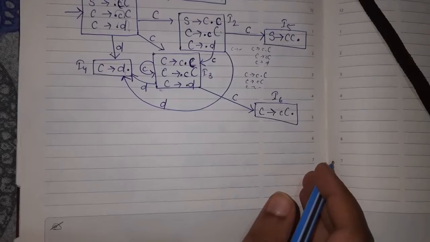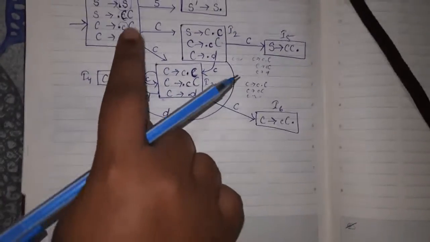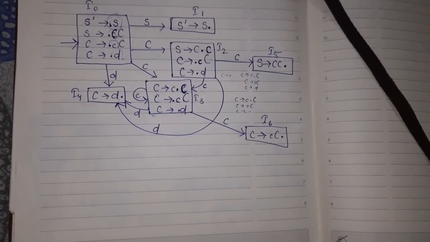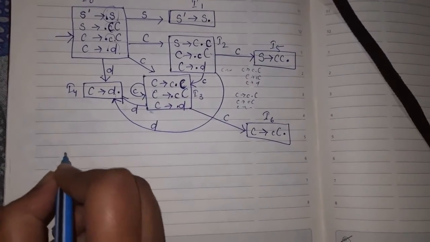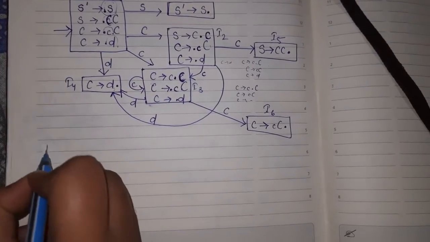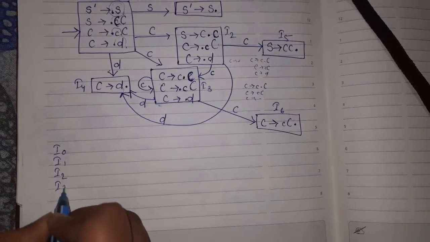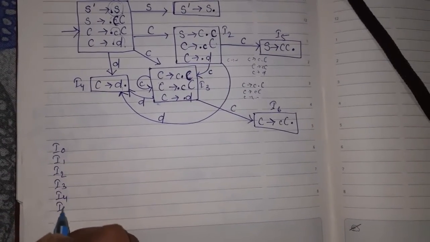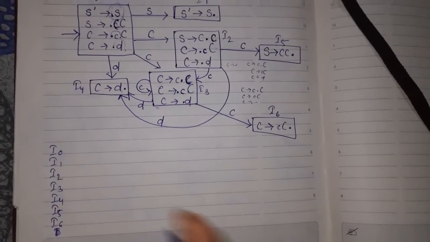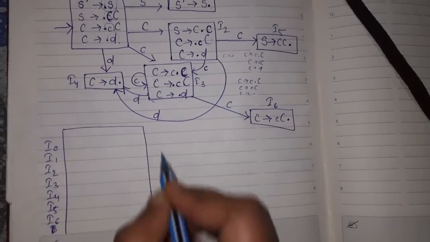So for making the parser table, the number of rows is defined by the number of states that we have in the transition diagram. Here we have 7 states. So let them be I0, I1, I2, I3, I4, I5, I6, till I6. Next, there are actually 2 tables.